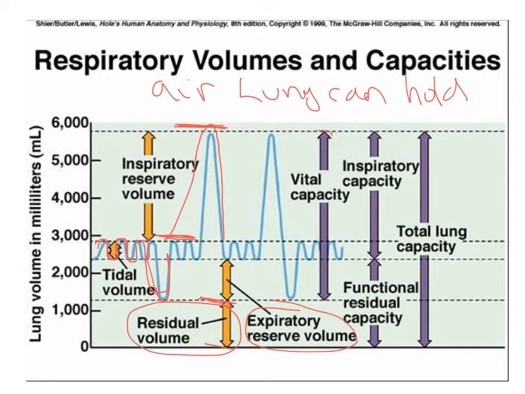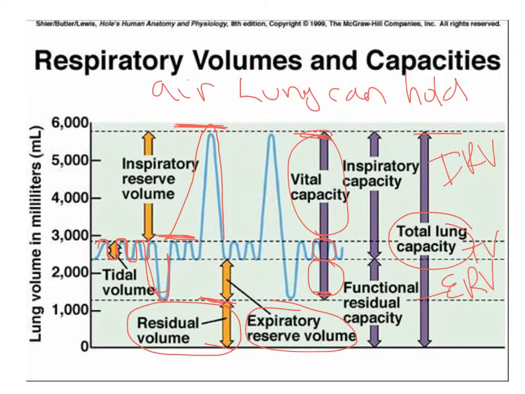So your vital capacity is going to be your expiratory reserve volume, your tidal volume, and your inspiratory reserve volume, all added up together. And that's called your vital capacity. Your total lung capacity is all of that. So it is your inspiratory reserve volume, your tidal volume, and your expiratory reserve volume, plus this residual volume that you can't get rid of in a normal exhalation anyway.